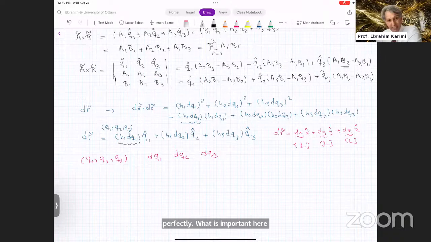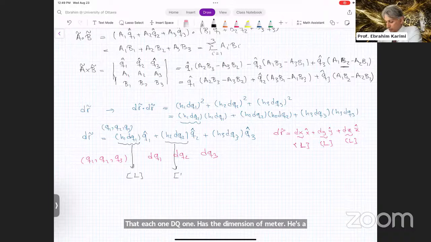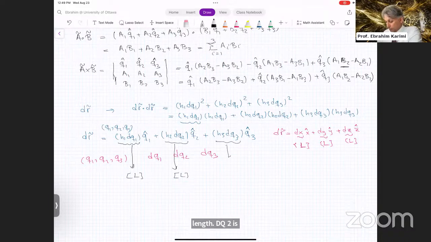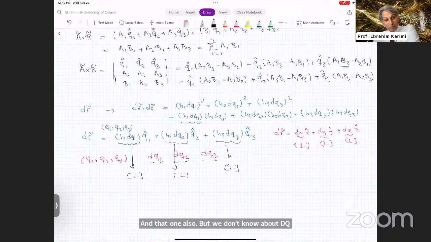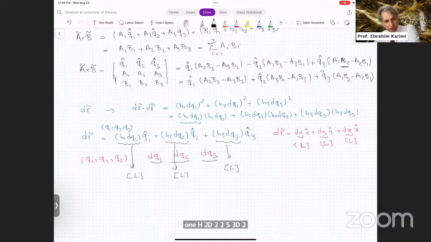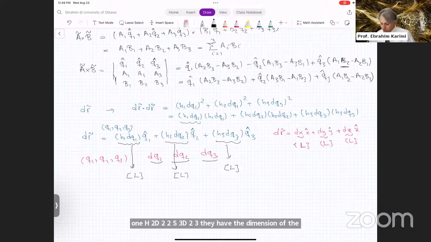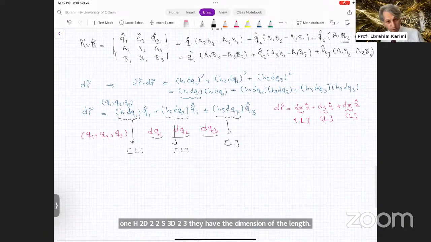That H1 dQ1 has the dimension of meter, it is a length. H2 dQ2 has the dimension of length as well, and that one also. But we don't know about dQ2, 3, and 1. We have absolutely no idea at this moment. But what is important is that each of them, H1 dQ1, H2 dQ2, H3 dQ3, has the dimension of length. Okay? So that is something very, very important.